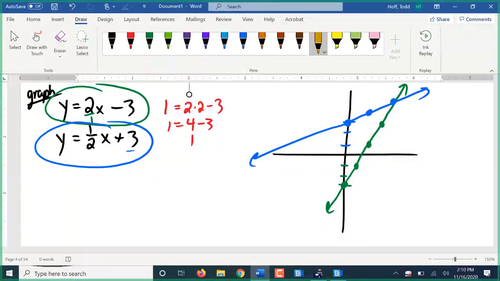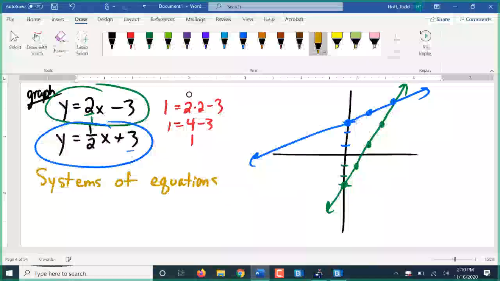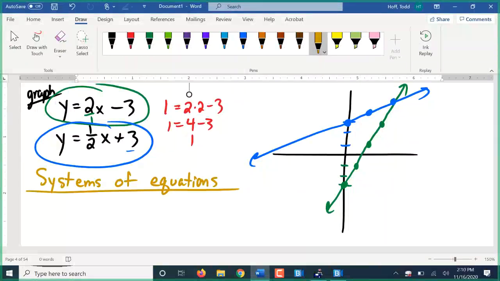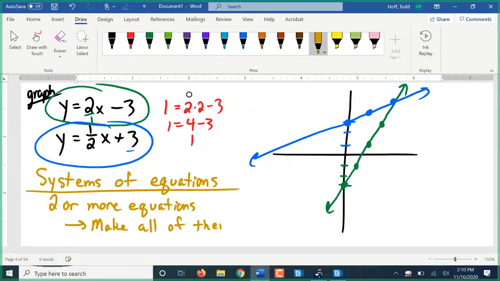Well, today we want to talk about something called systems of equations. In a system of equations, we have 2 or more equations and we're looking for points that make all of them true at the same time.